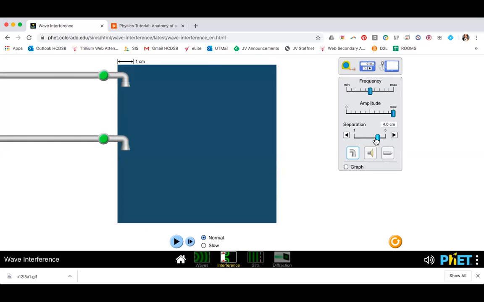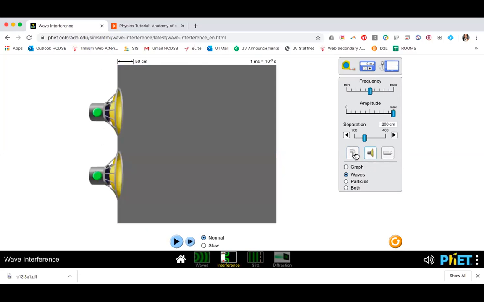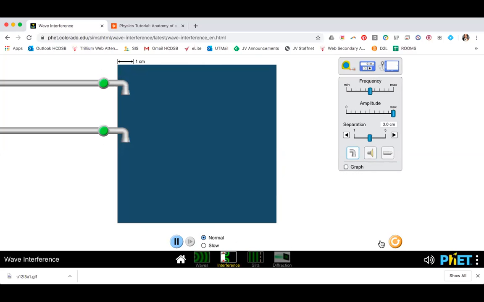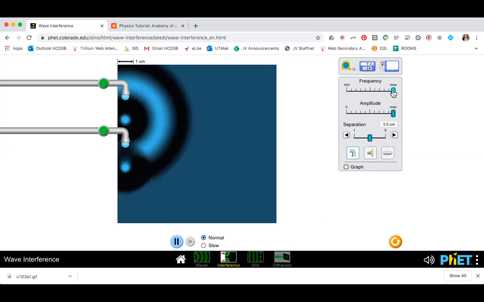We can play with the separation. You can play with the frequency. So there's a few things you can do. You can make them speakers or drops of water. So pressing play. Okay, pressing play on the droplets. Maybe there was meant to be sound. Oops, it reset again.